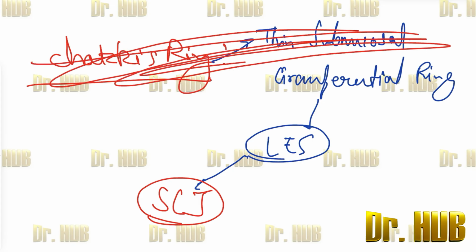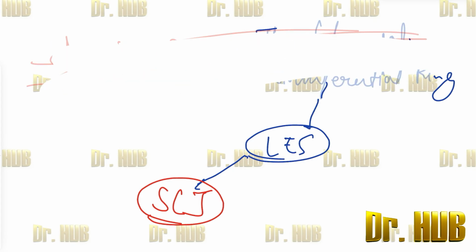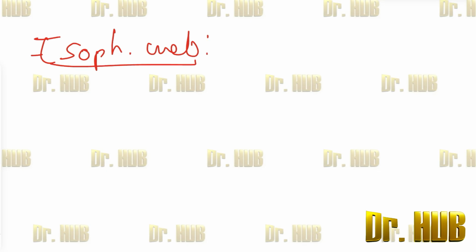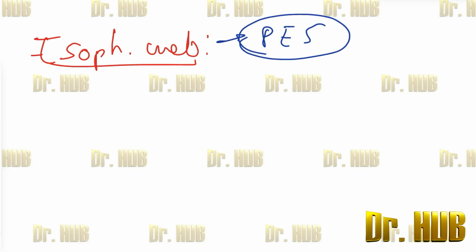Next we move on to something known as the esophageal web. So what's happening in the esophageal web? The esophageal web is seen in a patient with PES. PES stands for Plummer-Vinson syndrome.